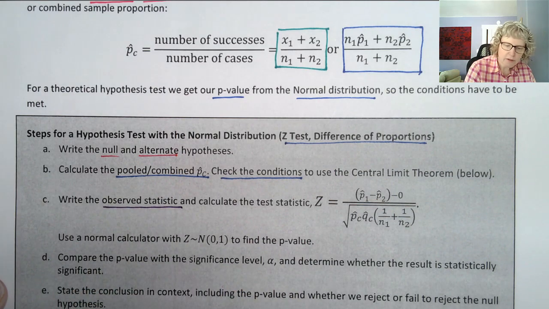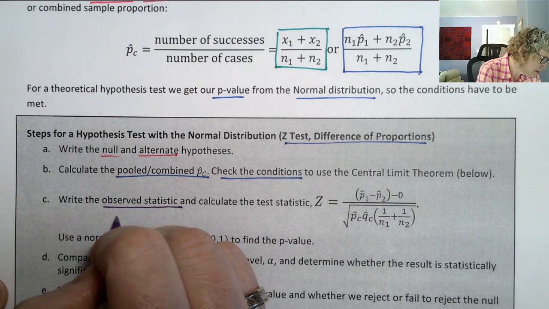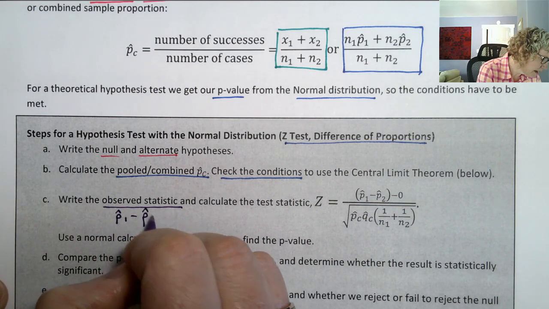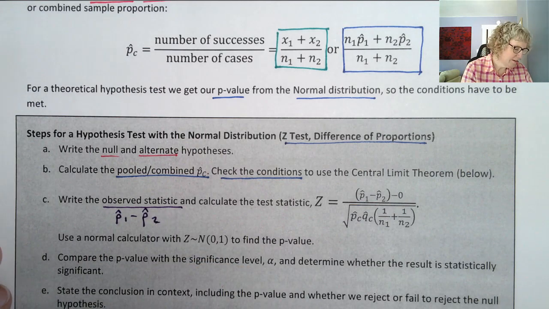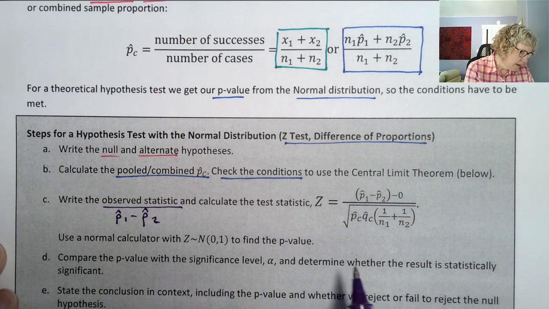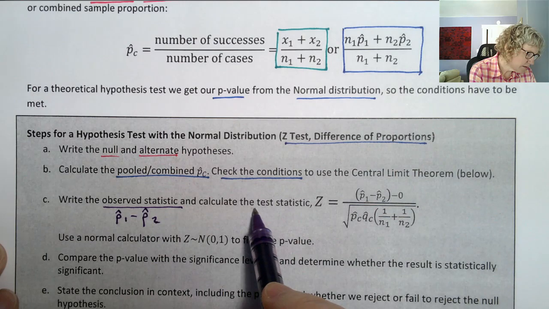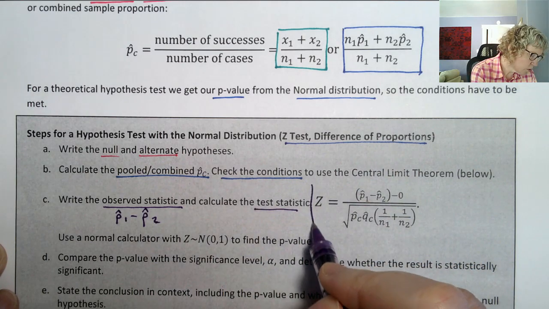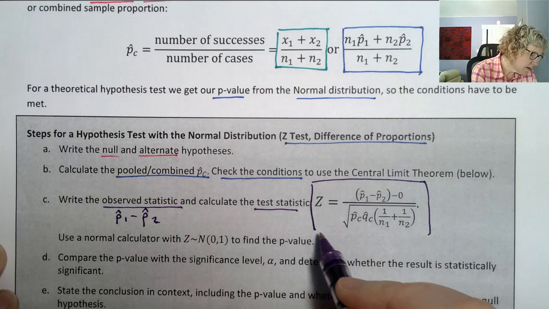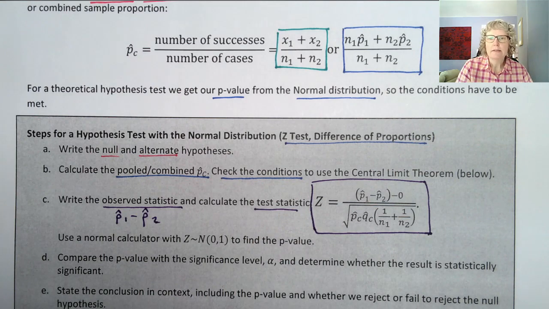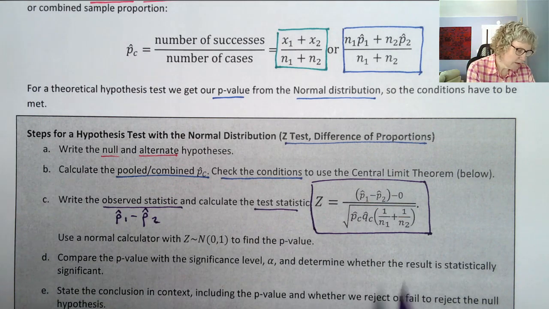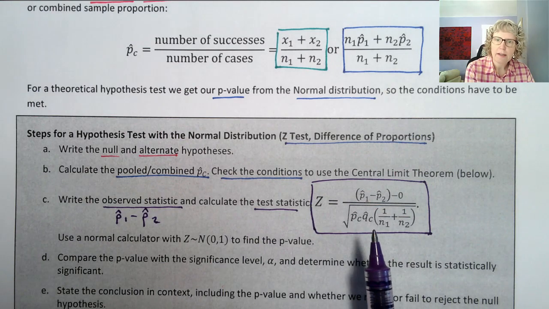Okay, then we always want to write out our observed statistic. And in that case, our observed statistic would be P hat 1 minus P hat 2, or whatever letters you're using. This is all written in terms of 1s and 2s. And then calculate your test statistic. So remember, our test statistic is a z-score. It's how many standard errors from the null, which in this case is 0, how many standard errors away is the observed statistic. Okay, so we can get an idea of how usual or unusual that is.